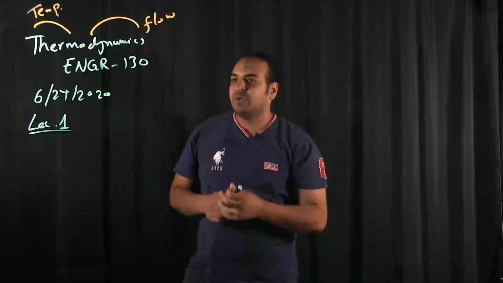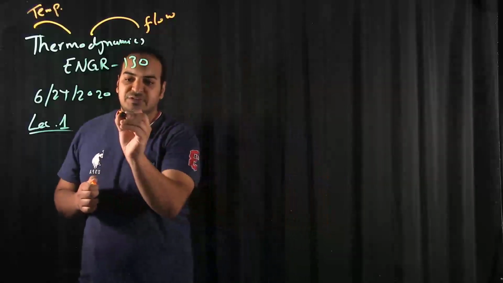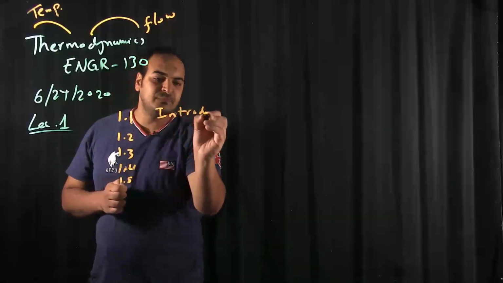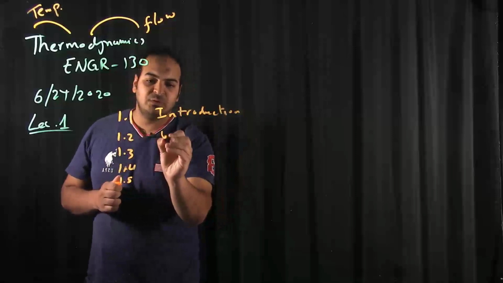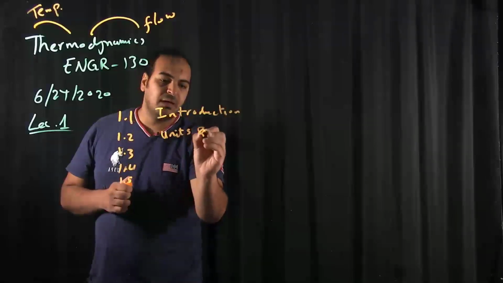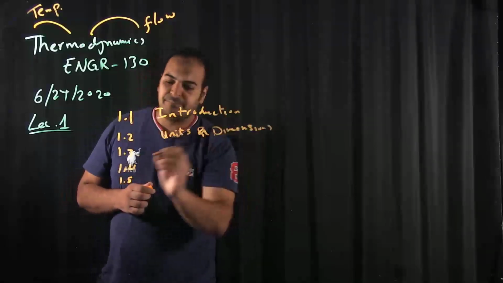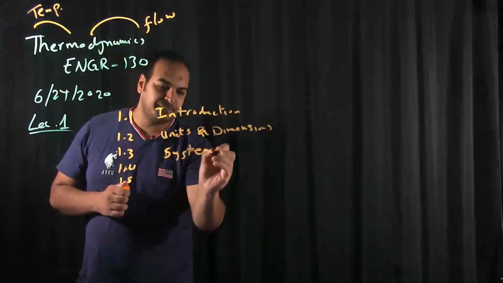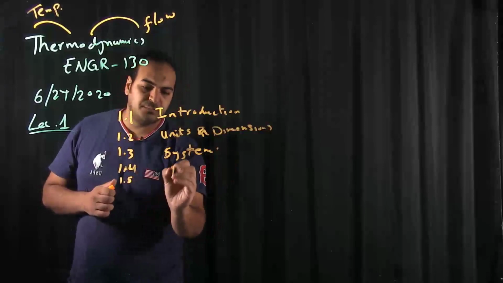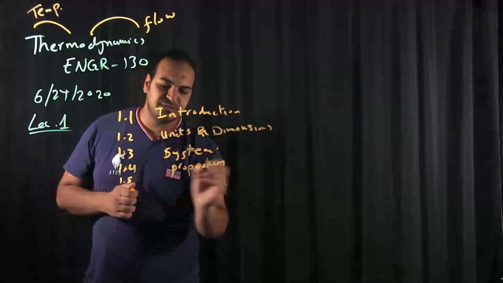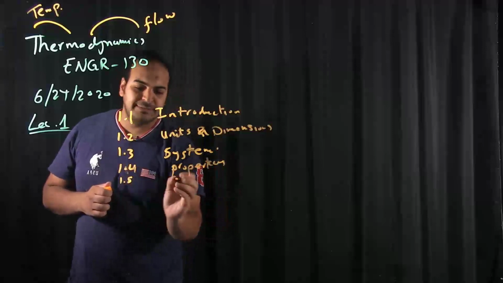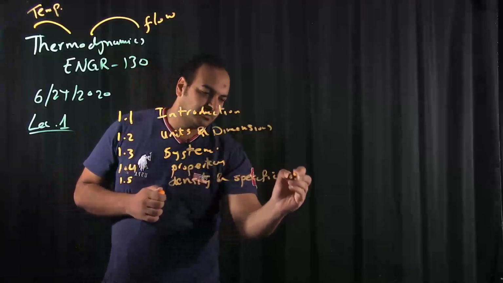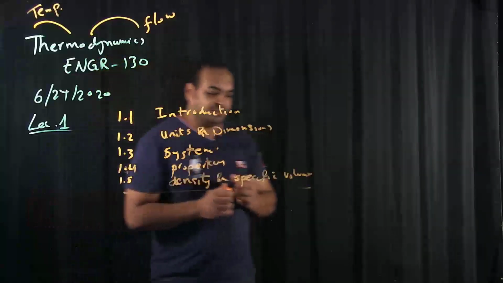So today's lecture, we're going to divide it into 5 sections. Section 1.1, we're going to take a brief introduction. 1.2, talk about units and dimensions. Section 1.3, we talk about systems. Section 1.4, we talk about properties, what they are. 1.5, we talk about density and specific volume. This is our lecture today.